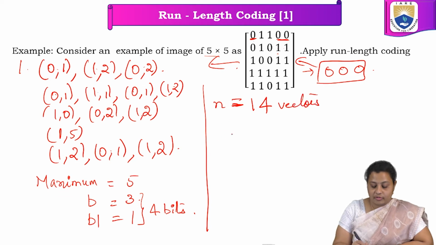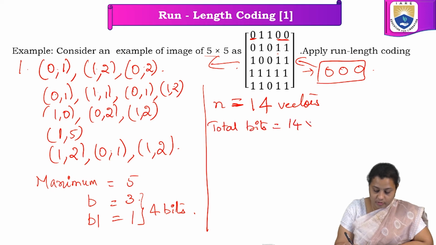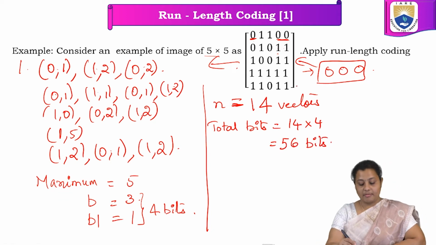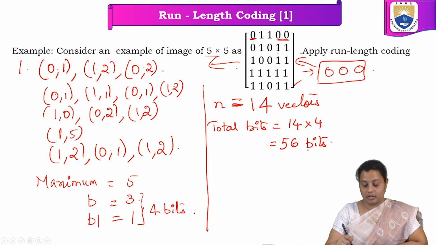Now, if I want to represent it by RLC coding, how many bits do I require? I require total bits as 14 into 4, which is 56 bits, right? So the same image, if I am trying to do RLC coding, I will represent it using 56 bits.